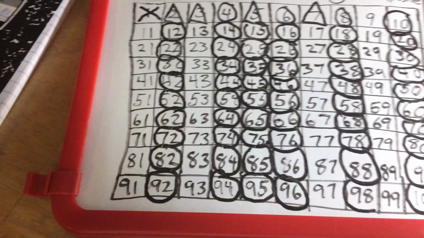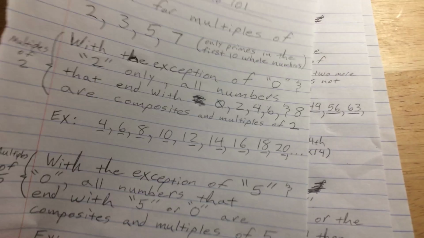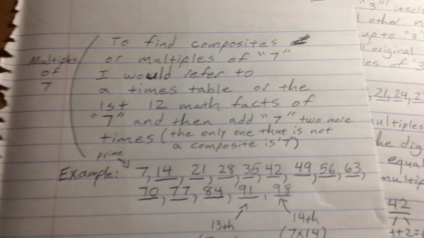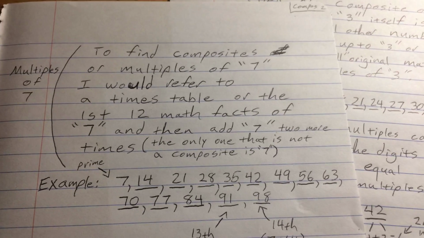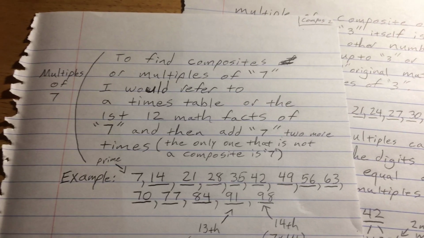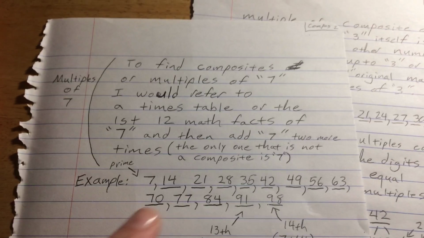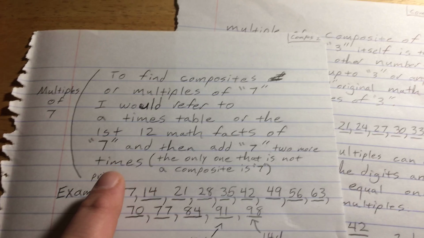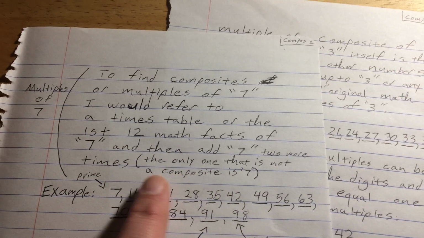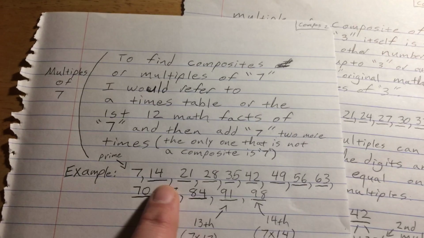7 is pretty simple as well, so let's talk about 7 very quickly. Okay, so now we have the 7s. 7s, pretty awesome here. Multiples of 7 define composites. I would refer to a times table, the first 12 math fact answers of 7, and then add 7 2 more times. The only one that is not a composite, of course, is the 7. So 7 is a prime, so we don't count that. It knows all these other ones.